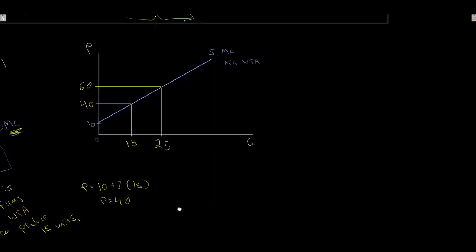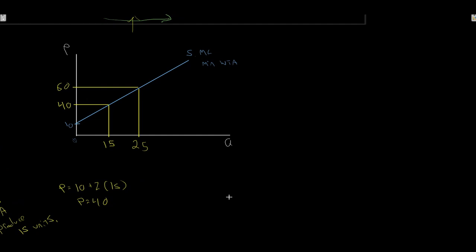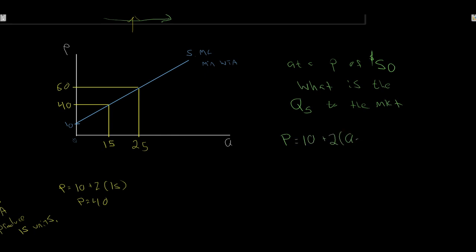What about on the other side? Suppose instead we were saying, let's switch colors again, at a price of 50, right? So at a price of 50, what is the quantity supplied to the market? And okay, so what's our functional form? Price equals 10 plus 2 quantity supplied. Well, in this case, I know that guy. So let's plop that in. 50 equals 10 plus 2 quantity supplied.